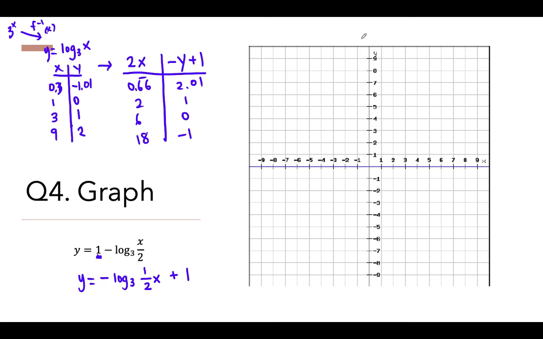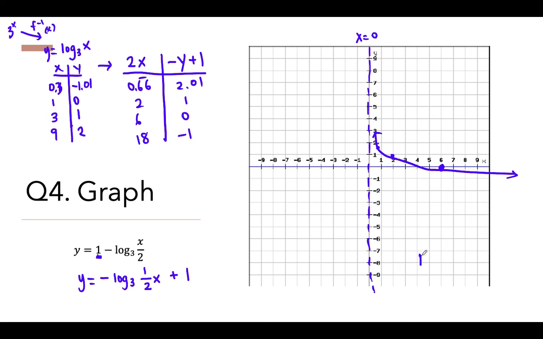Okay, now we have a vertical asymptote at x equals 0. And let's plot the points. So 6 is 0, 2 is 1, 0.6 is 2.01. And it will look something like this. Oops. And the 18 is over there. Okay, so that's how the graph is going to look with all the transformations.